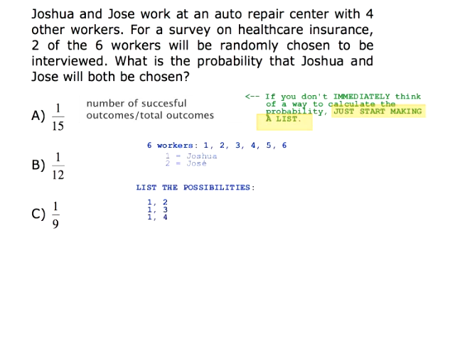1 and 3, 1 and 4, 1 and 5, 1 and 6. Then we got, what's 2? Do we need 2 and 1? You could do 2 and 1. You could do it, but there's not really a difference between 2, 1 and 1, 2.